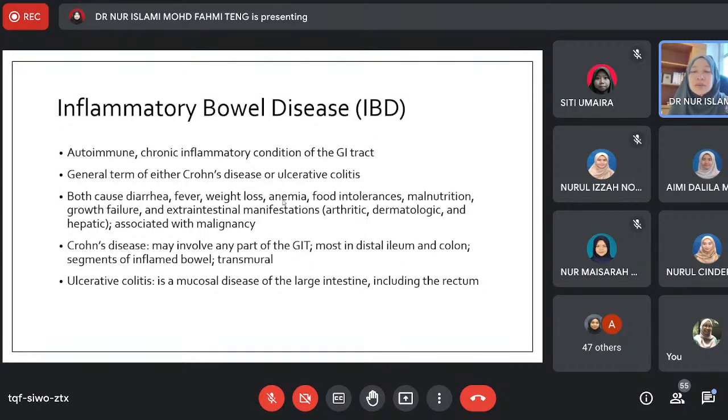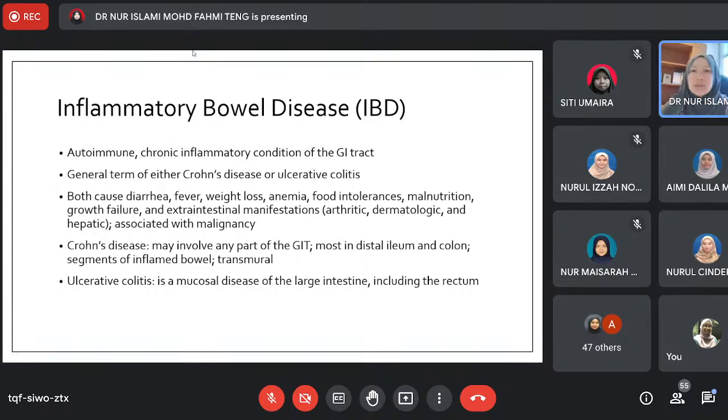The etiology is actually the interaction of both environmental and clinical factors that cause an inappropriate immune response in a genetically predisposed individual. Either Crohn's disease or ulcerative colitis can cause diarrhea, fever, weight loss, anemia, food intolerances, malnutrition, growth failure, and other manifestations. It is also associated with malignancy. Crohn's disease may involve any part of the GIT, and ulcerative colitis is a mucosal disease of the large intestine, which includes the rectum.